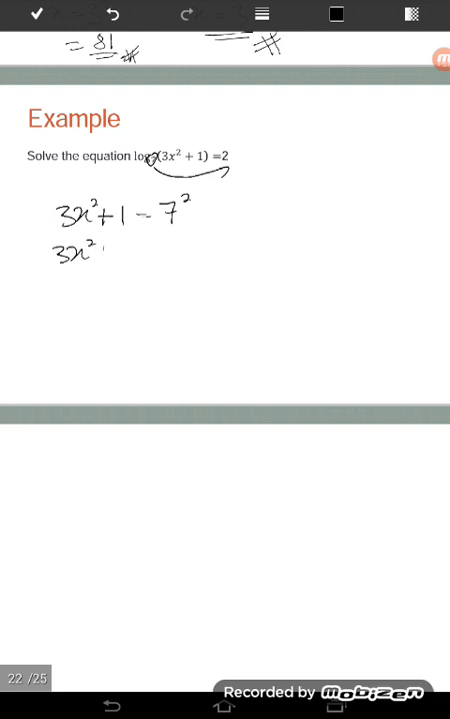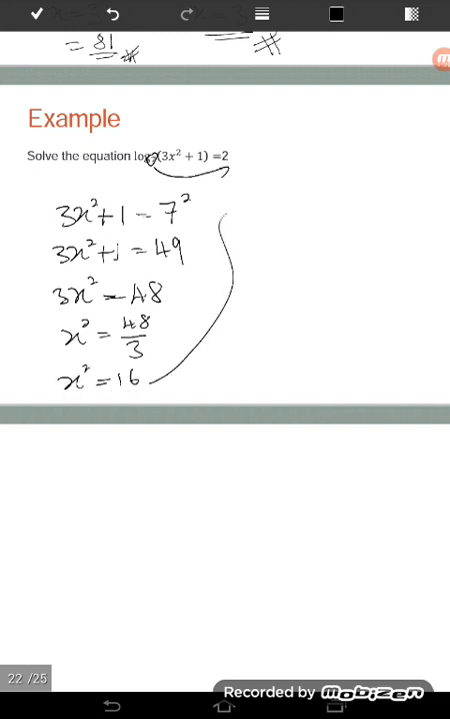So 3x squared plus 1, which is equal to 7 power of 2, is 49. So 3x power of 2 is equal to 49 minus 1, which is 48. And then x squared is 48 divided by 3, which is equal to 16, x power of 2. So therefore x is equal to square root of 16, which is equal to positive and negative 4. Okay, so yang ni kita boleh ambil dua-dua sebabnya.